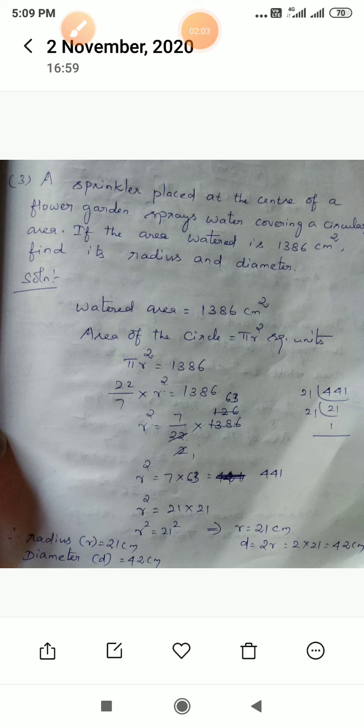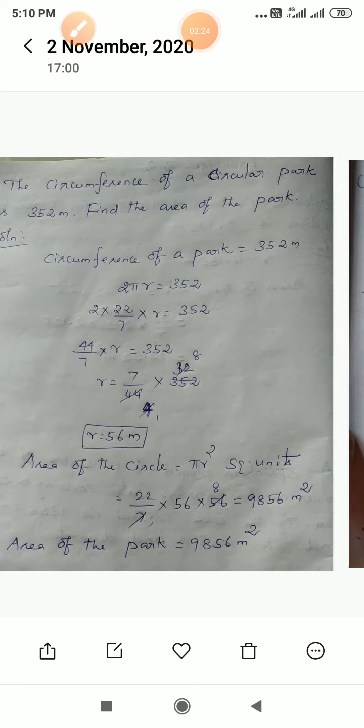Powers are equal, then we equate the base. R equal to 21 centimeter. That is called radius. The question also asks to find its diameter. So diameter is equal to twice the radius, 2 into 21 equal to 42 centimeter. Radius equal to 21 centimeter and diameter is 42 centimeter.